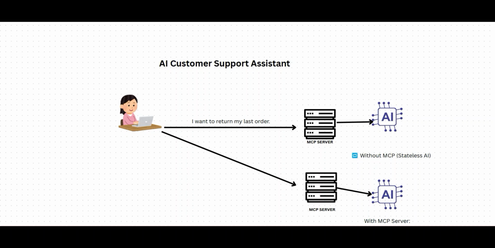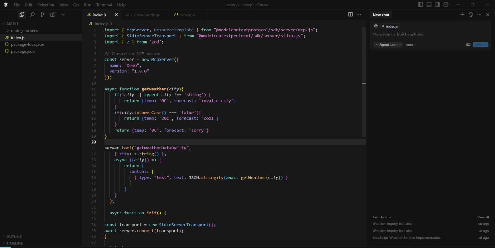So this is the background, what happens behind the scenes with or without an MCP server. Now let me show you a very basic but practical example of how I implemented this MCP server on my local system. I have created this MCP server that returns weather information based on the user input.